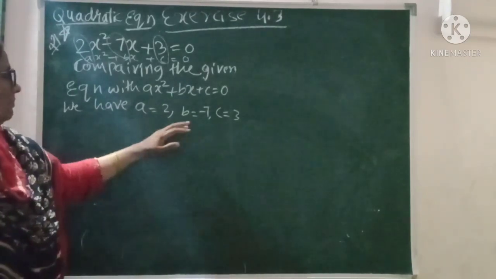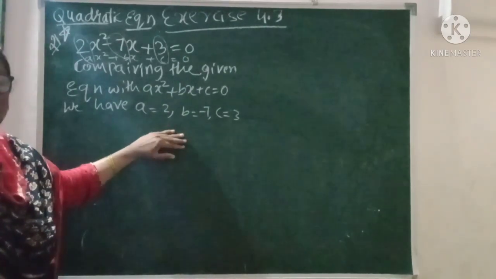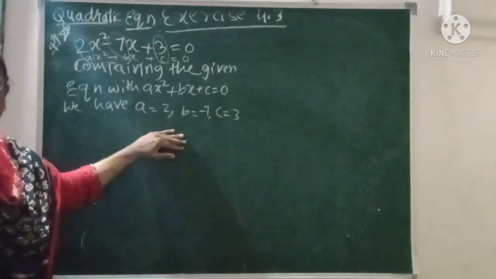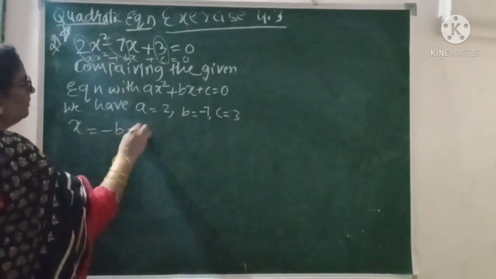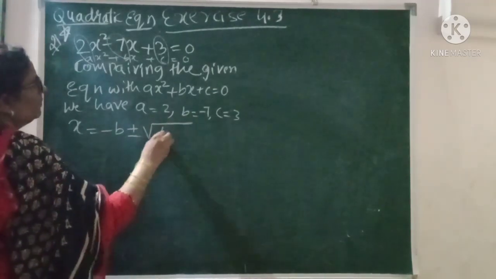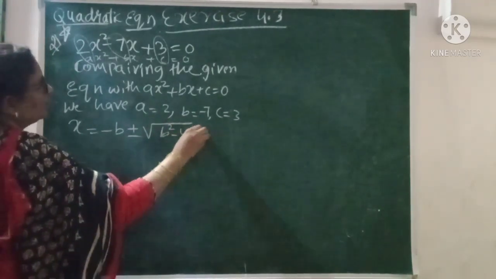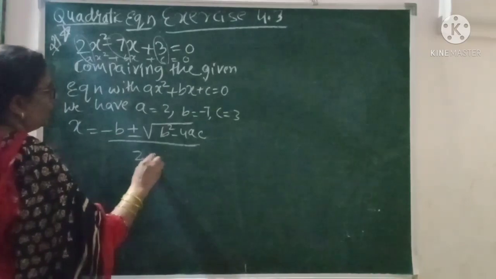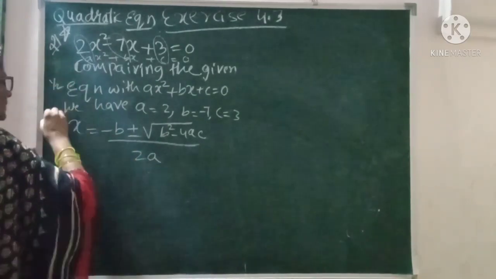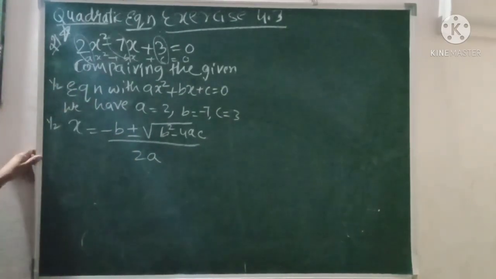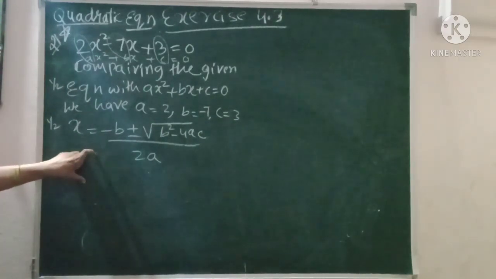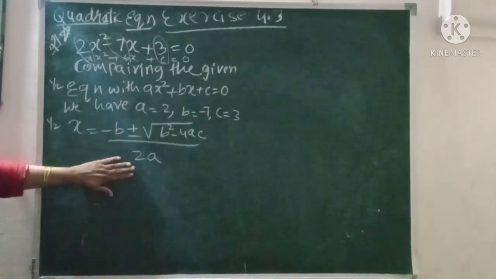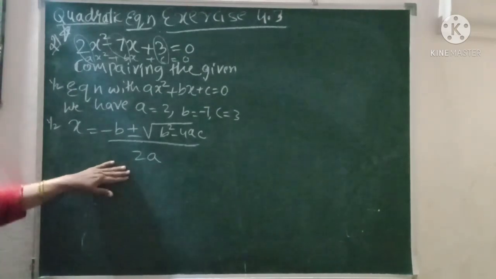At the same time, writing the formula carries half marks. Write the formula also. So the formula is x equals minus b plus or minus root b square minus 4ac, divided by 2a. This carries half marks. So remember this, children, solve this one. Very simple question, this is a simple problem. Remember the formula.